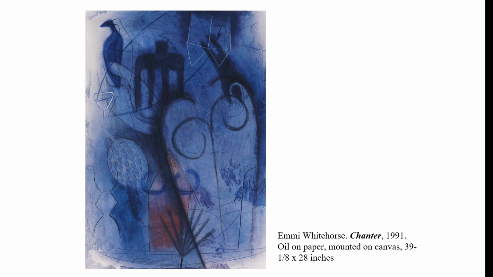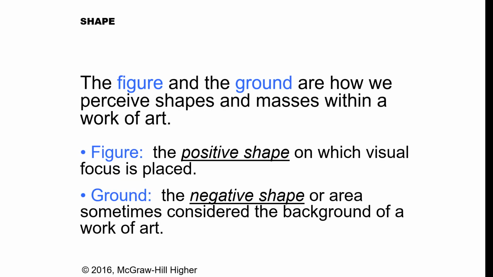And as in this example, which is oil paint on paper, we actually have a combination of the two different types of shapes, organic and geometric. You might find this initially to be a difficult topic, this idea of figure and ground.